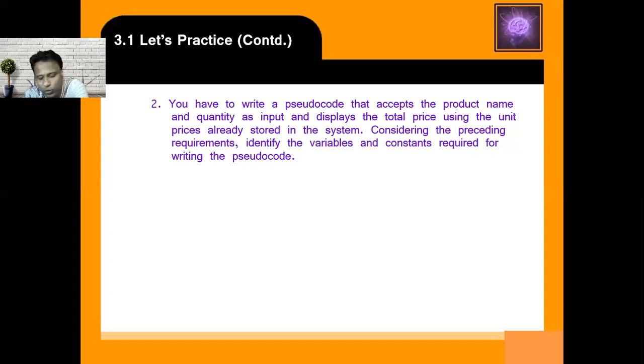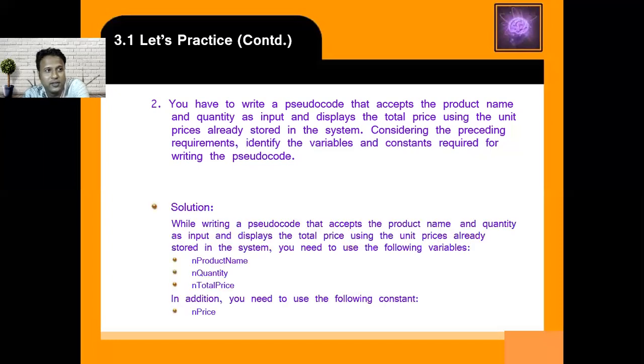total price. Good. Look, your product name, quantity and total price are called variables, and unit price is called a constant. Okay? Yes sir.